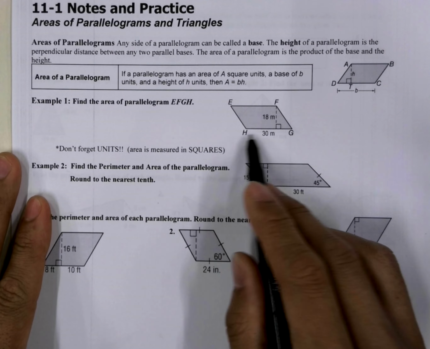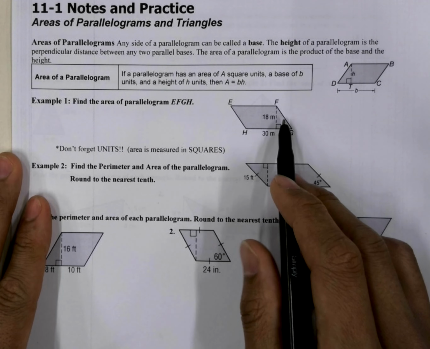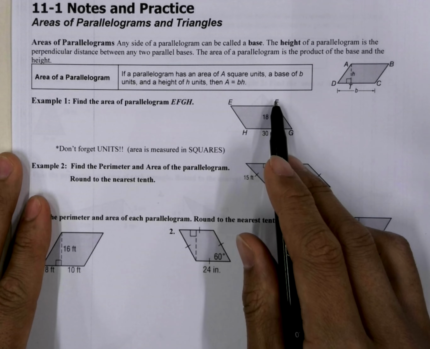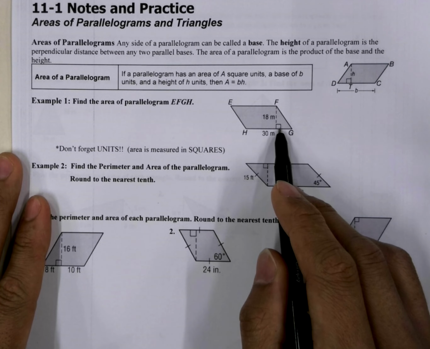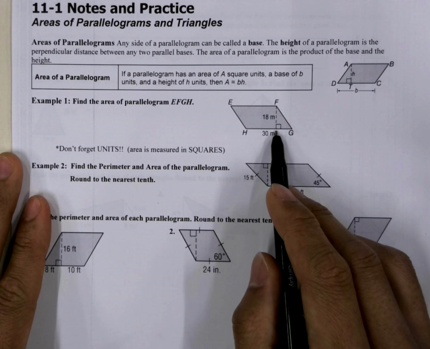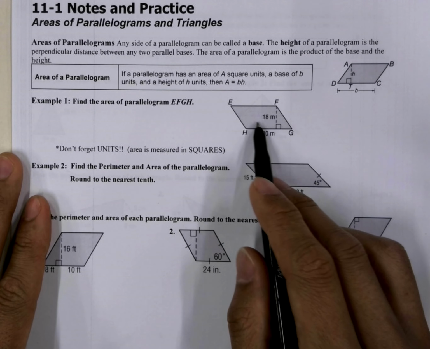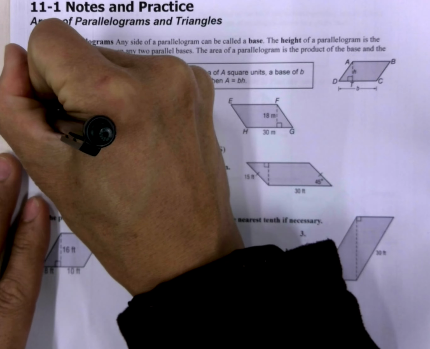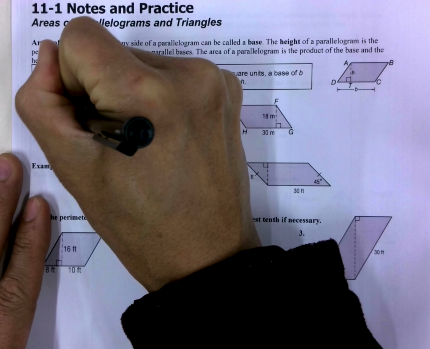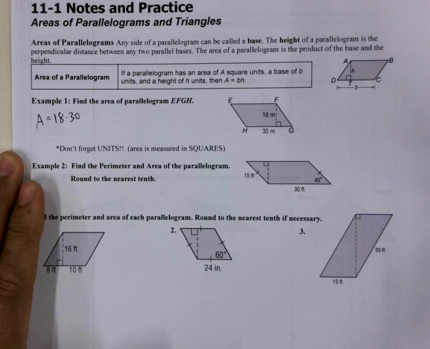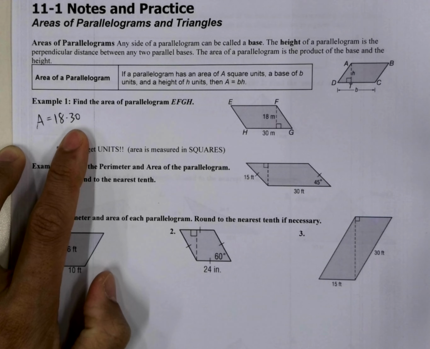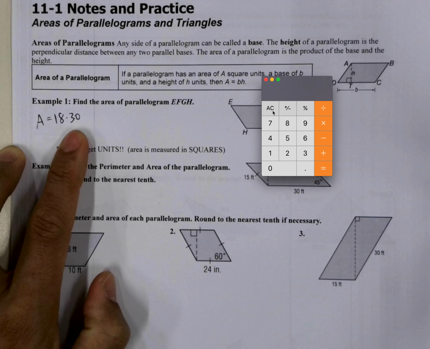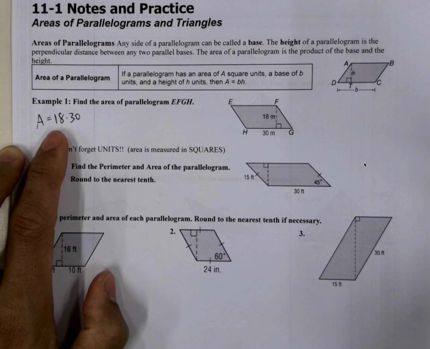We have HG is 30 meters, and this line here is perpendicular, and it goes from base to base, right? So opposite side to opposite side. So 18 meters is the height of this parallelogram. So then the area is going to be equal to 18 times 30. And what it really is, 18 meters times 30 meters. And so 18 times 30 is 540.